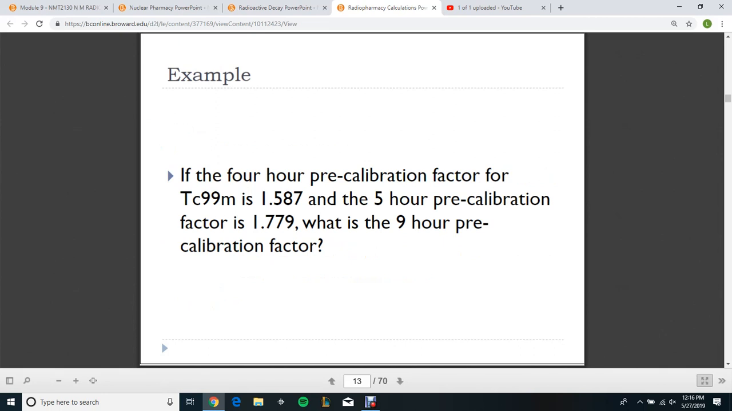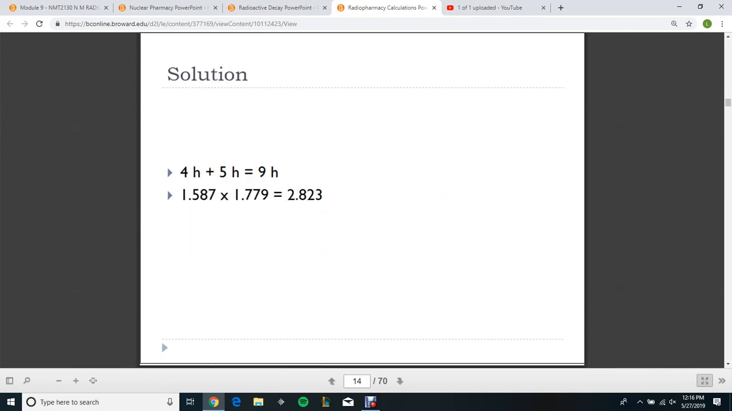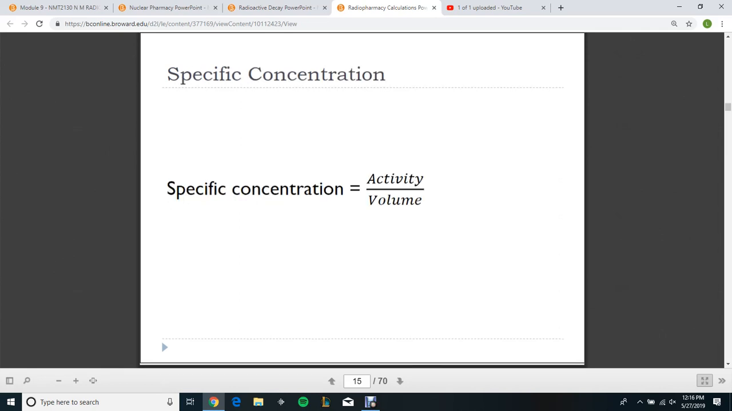If the 4-hour pre-calibration factor for technetium-99m is 1.587 and the 5-hour pre-calibration factor is 1.779, what is the 9-hour pre-calibration factor? To get this, we take the 4 hours plus the 5 hours to get 9 hours, and then multiply the two together. So 1.587 times 1.779 is equal to 2.823. So the 9-hour factor will be 2.823.